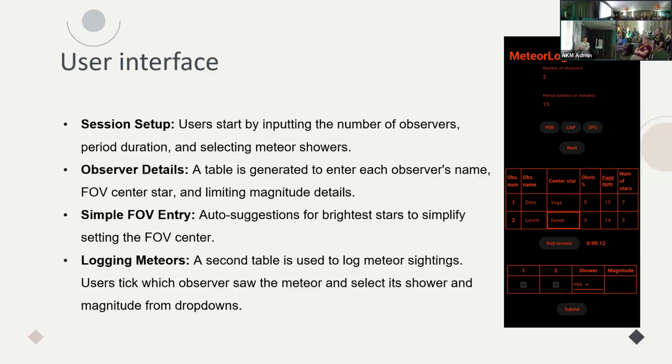When a session starts, this table is generated, and when a meteor is spotted, you check for each observer whether they saw it. From the drop-down, you select the shower that they think it is, and then you enter its magnitude. And now I can show the demo file, how the app works.